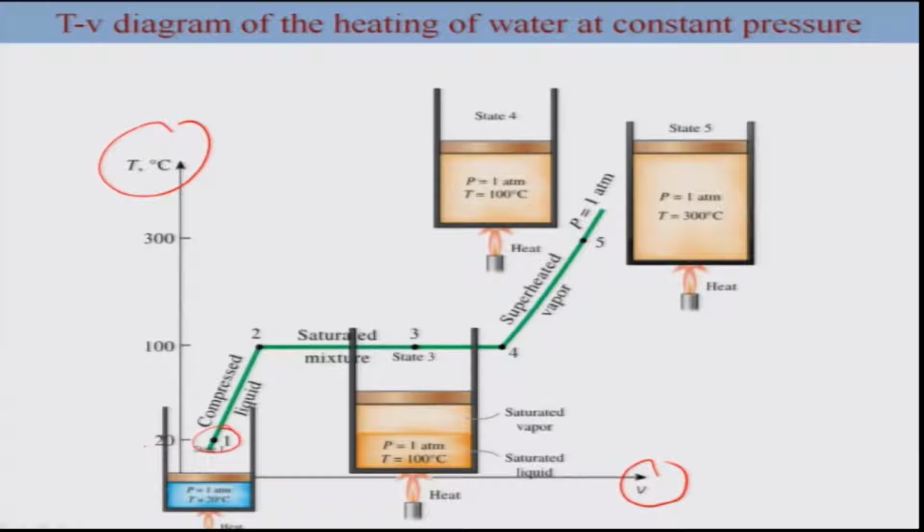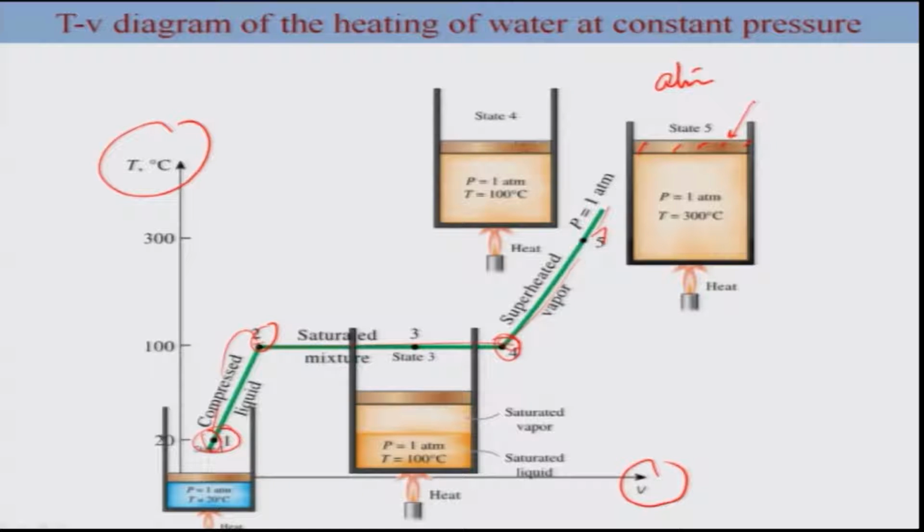State 1 was compressed liquid. It was at 20 degrees Celsius at 1 atmosphere. We are keeping the pressure fixed. The pressure is based on this weight here, the piston. So, the weight is fixed, so pressure is fixed. So, you heat it up, so you get from 1 to saturated liquid 2, and then saturated liquid to saturated vapor here, and the intermediate points are all saturated mixtures of different composition of liquid and vapor. And then after it reaches this saturated vapor, the temperature goes up, okay, and the superheated vapor is achieved.